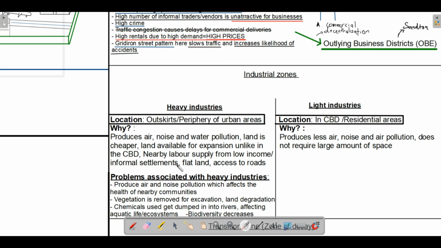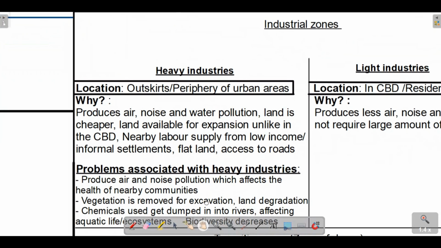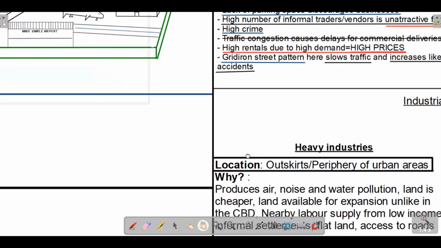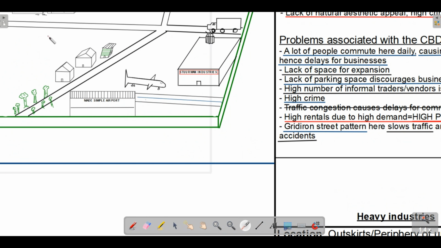And heavy industrial areas actually have neighboring communities, and those neighboring communities are actually low income or informal settlements. Okay, so these are residential areas where the residents do not afford much. Some of them live under the poverty line, most of them live under the poverty line. And so they want these jobs, they want to be close to these heavy industries. So heavy industrial zones are going to be near low income housing and informal settlements.